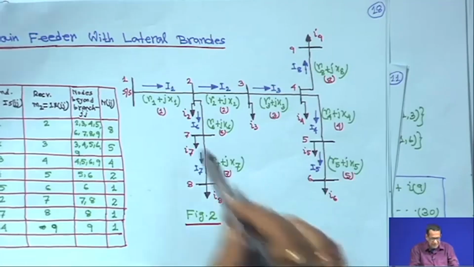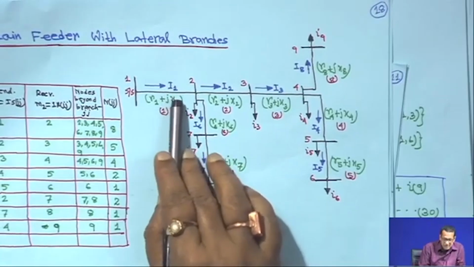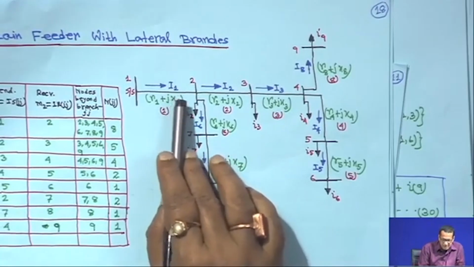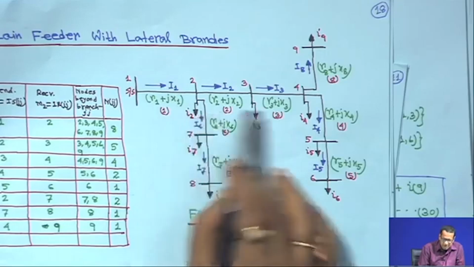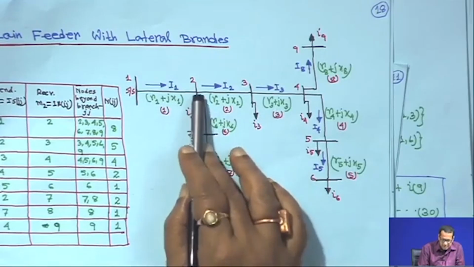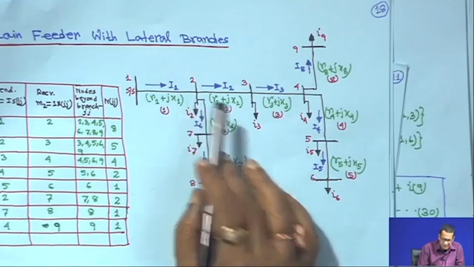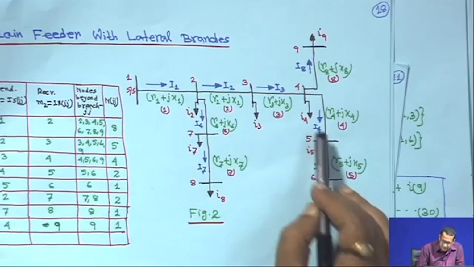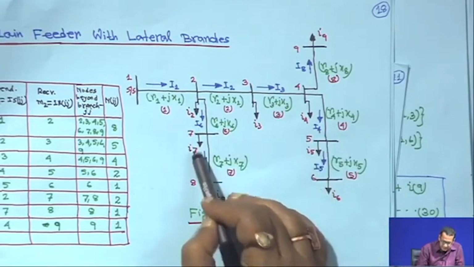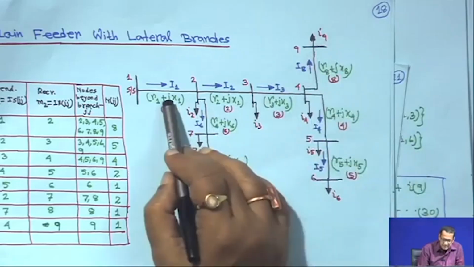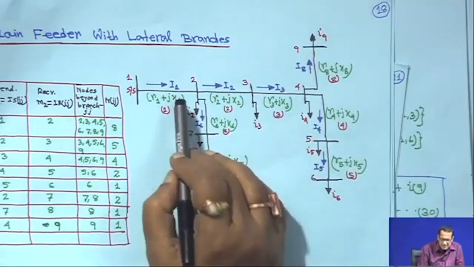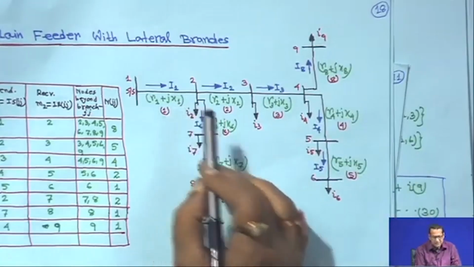Therefore, beyond this branch, the branch current I1, find out how many loads there are, including the receiving end node of this branch: I2, I3, I4, I5, I6, then I7, I8 and I9. If you add all this load current, this is actually your branch current.